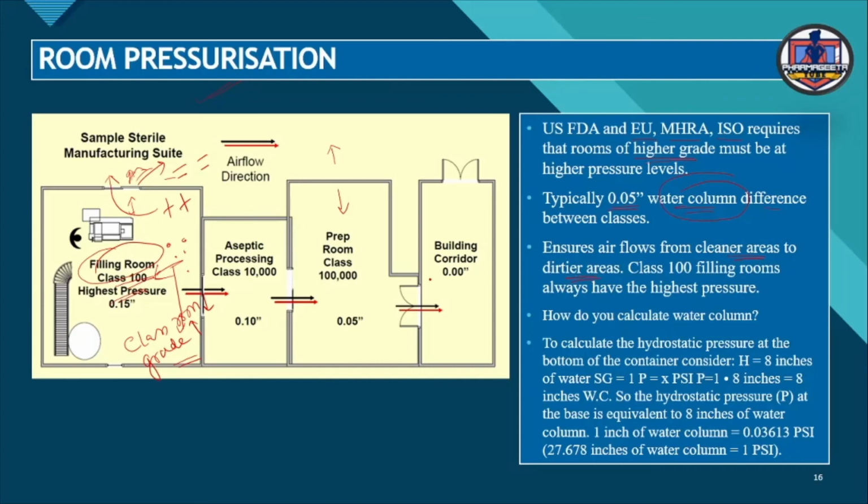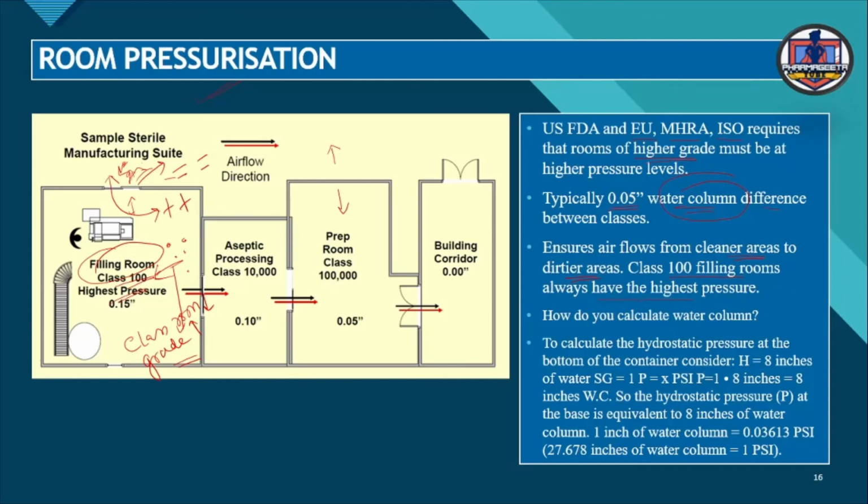Now as I was saying, when we enter from the exterior part of the corridor into the interior filling room, there is a positive rush of air towards the outside. That's the reason. Class 100 filling rooms always have the highest pressure because they are filling rooms, and cross contamination, microbial contamination and dust particles are thoroughly avoided.